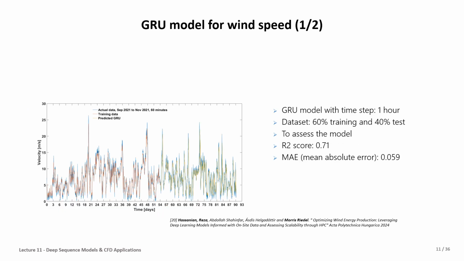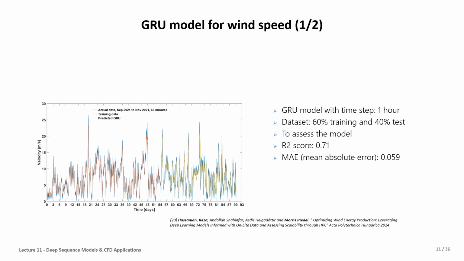Here you can see the first model, which is run with GRU. The time step here is 1 hour. The data set is 60% for training and 40% for validation and test. The model, as mentioned, shows the R squared is 0.71 and the mean absolute error is 0.059.